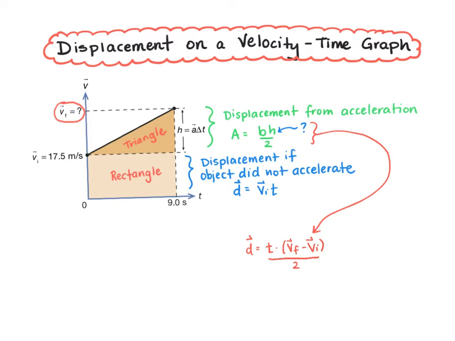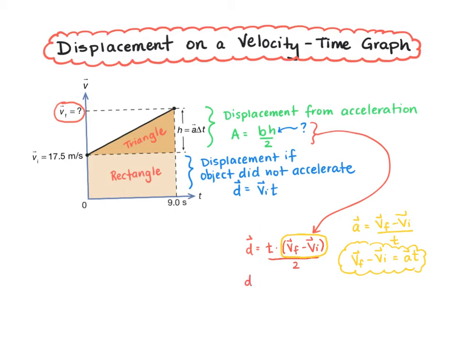Now, unfortunately, we don't know VF. However, VF minus VI, we can actually solve for from our acceleration problem. So acceleration is going to equal VF minus VI over time. So that tells us that VF minus VI is equal to acceleration times time. So we're going to take this that we've just rearranged for, and we're going to sub that into our formula.